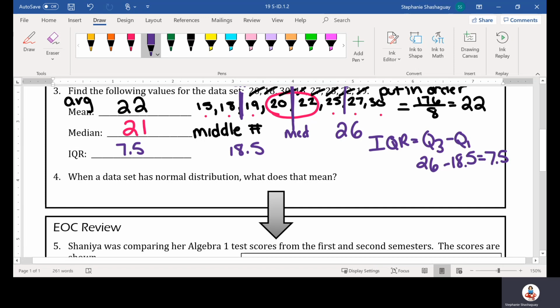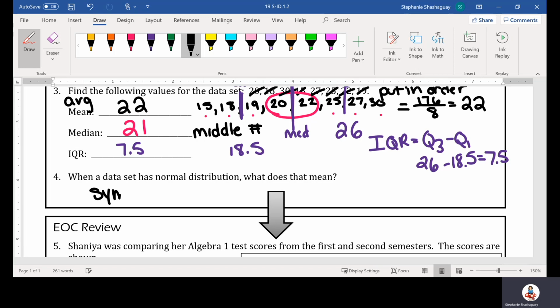When a data set has normal distribution, what does that mean? Normal distribution means that it's symmetrical. So it looks like that. And there is symmetry where that median is. If this is our median, the data is symmetrical on both sides of the median.